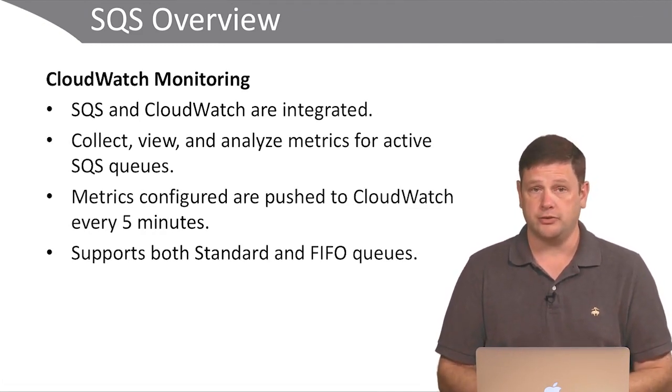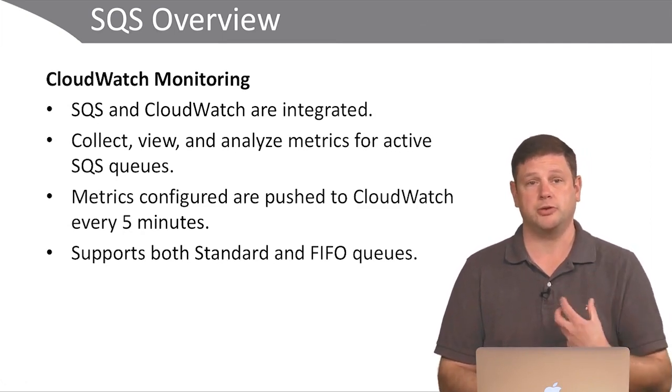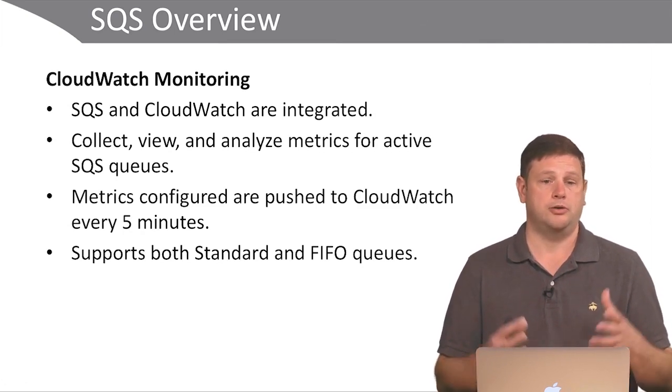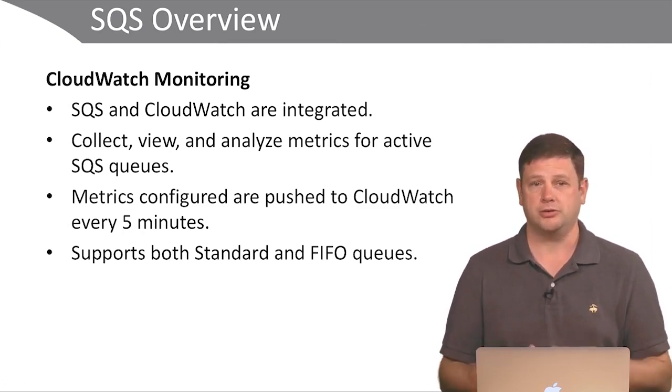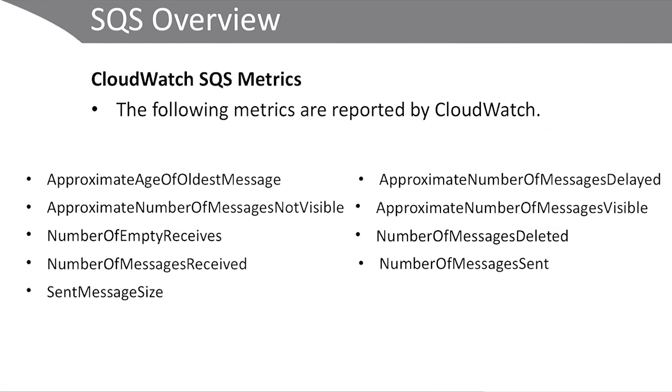CloudWatch monitoring is available for queues, so as messages go into a queue and are received from the queue, different metrics get pushed out to CloudWatch every 5 minutes, and you can see for both standard and FIFO queues what the metrics are looking like over time within CloudWatch. These are the metrics that they give you in CloudWatch. So you have age of oldest message, number of messages that are in that visibility timeout period, how many are visible, how many have been deleted, etc. So you can see all these different metrics within CloudWatch.